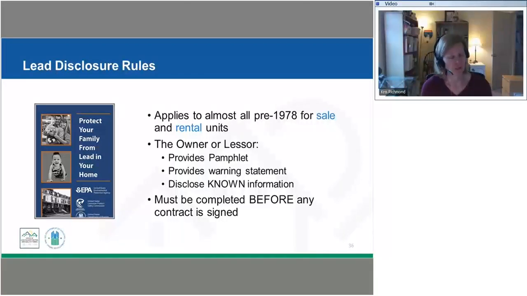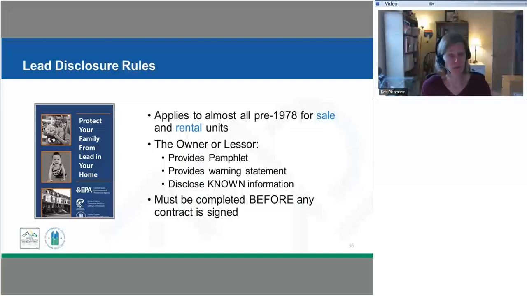And so this is letting people know about any history or work that's been done. This applies to both the unit and any common areas that are servicing that unit. When we refer to common areas, we're talking about hallways, laundry rooms, garages, exterior surfaces of the building, and any play areas. So this applies to almost all pre-1978 for-sale and rental units.